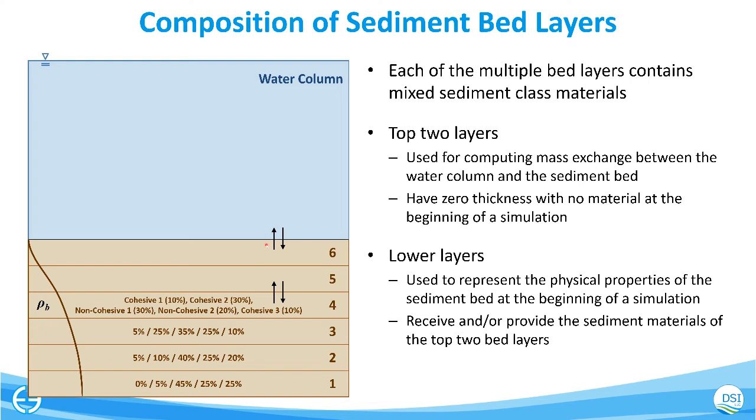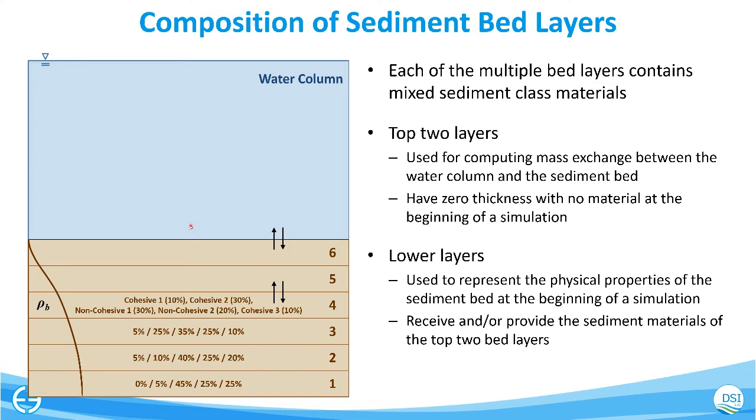But there will be a limitation of thickness of these top 2 layers. Then if the capacity of the top 2 layers is full, the materials in the top 2 layers will move to the lower layers. That is one of the deposition and consolidation processes.